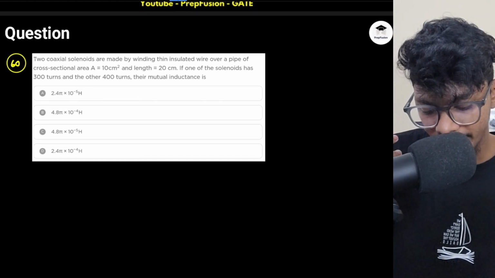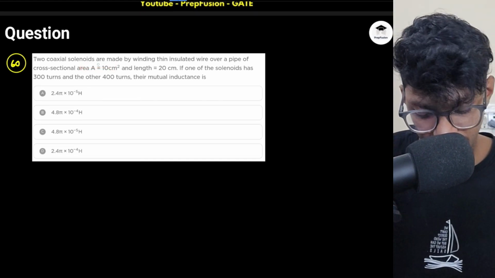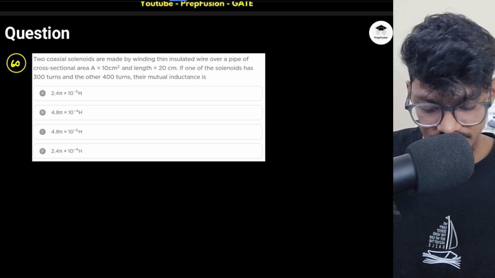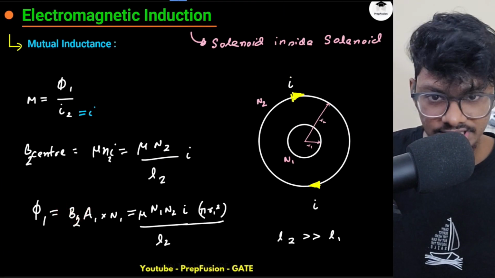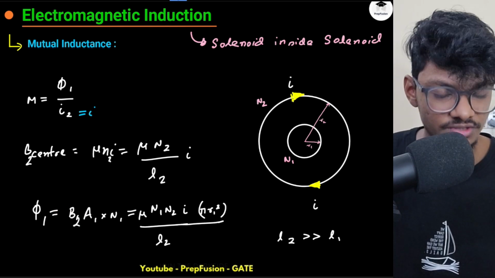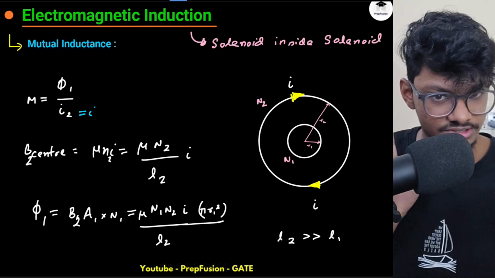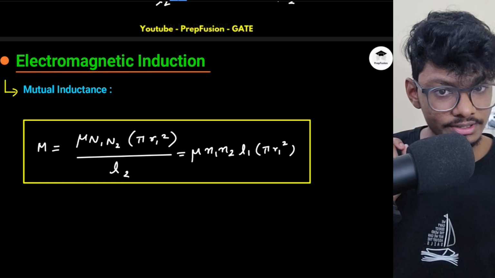Let's say there are two coaxial solenoids that are made. Now remember, this formula is not that important. Just understand how I derived it. That is important, because GATE does ask questions from this. They will ask you some derivation. They will want you to derive some expression.